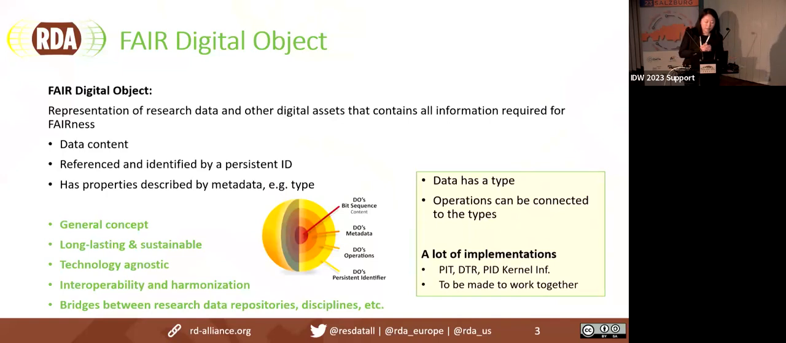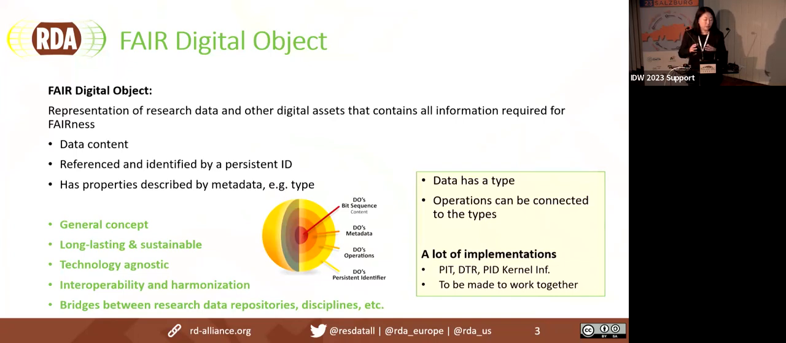Our IG's name used to be the Data Fabric, but there was some confusion about the name. People don't know what the word data exactly means in that name. So we changed the name to FAIR Digital Object Fabric. The digital object is not just about data. It can be applied to other kinds of digital assets.